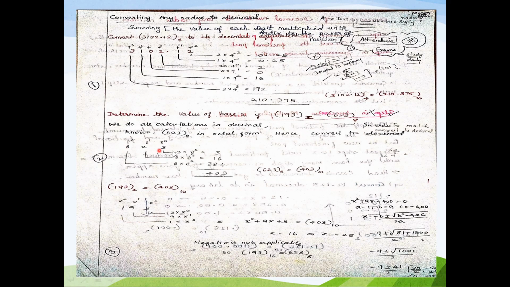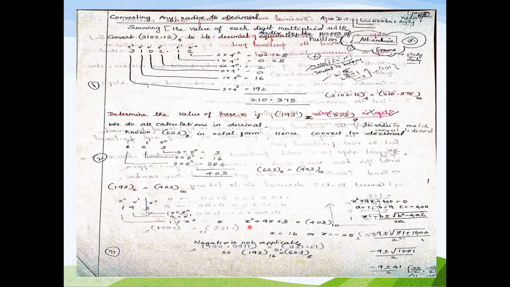So 623 can be converted into decimal as 8 power 0, 8 power 1, 8 power 2 multiplied with the corresponding digits. Summing up, you will get the value 403. This 403 is the representation of 623 to the base 8 in terms of the decimal value. Now 193 to the base x is equivalent to 403 to the base 10. Whatever the value of x may be, if it has to be converted into decimal, you follow the same procedure.